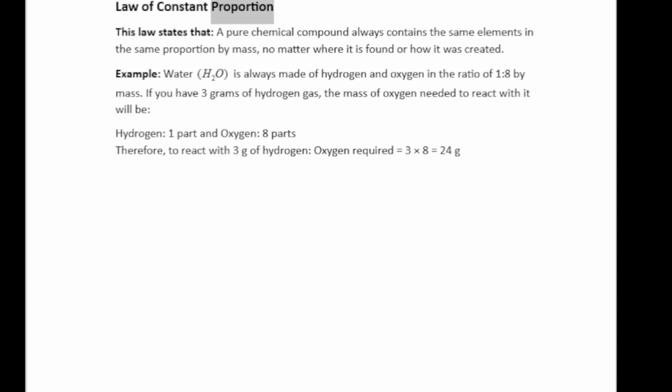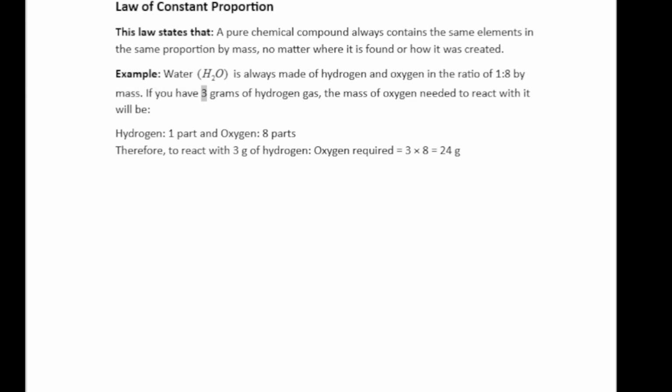Law of constant proportion. This law states that a pure chemical compound always contains the same elements in the same proportion by mass, no matter where it is found or how it was created. Example: water is always made of hydrogen and oxygen in the ratio of 1:8 by mass.